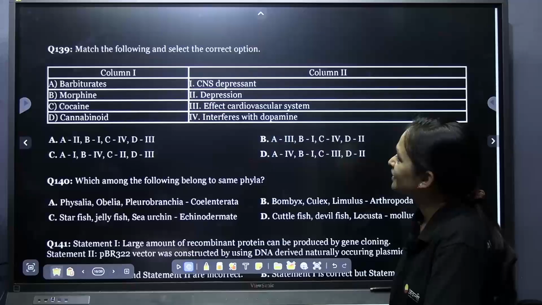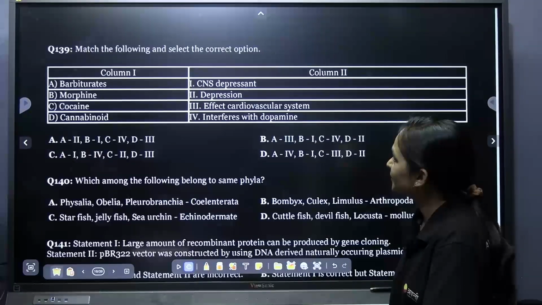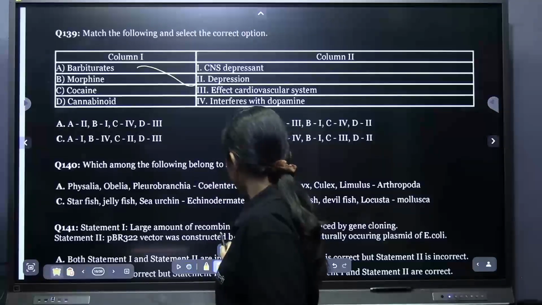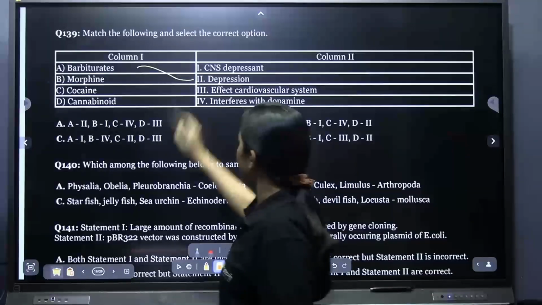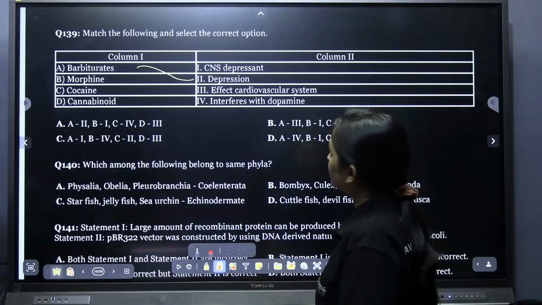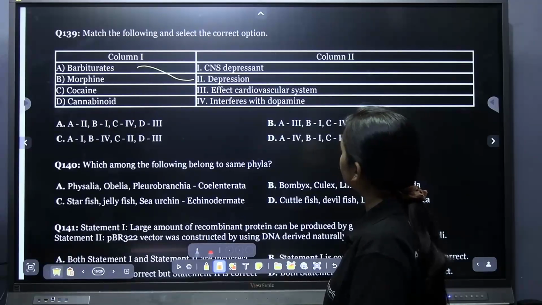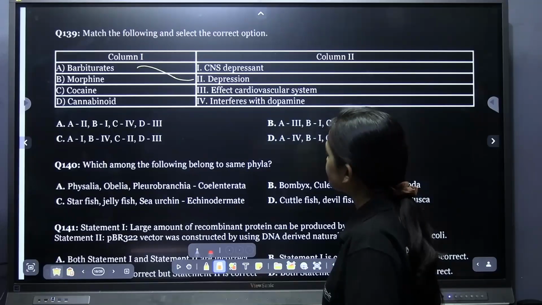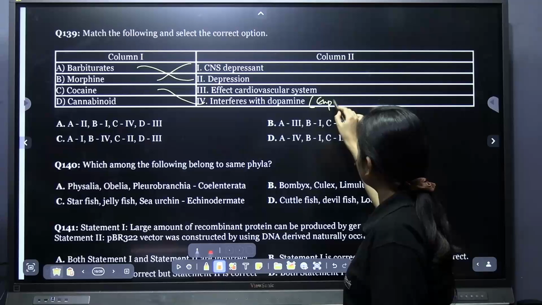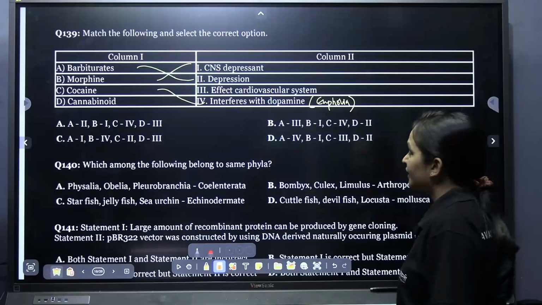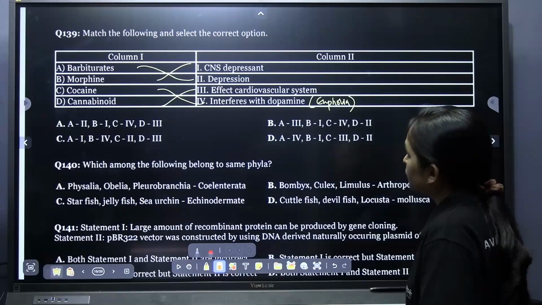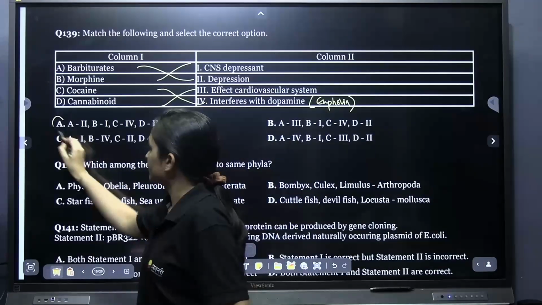Match the following and select the correct option. Barbiturates, what does it do actually? It is a medicine for depression. Morphine, CNS, yes. Cocaine, what does cocaine do? Interferes with dopamine. Yes, actually it gives euphoria, isn't it? Interferes with dopamine. Cannabinoid, it affects the cardiovascular system. So A2, B1, okay, Option A.